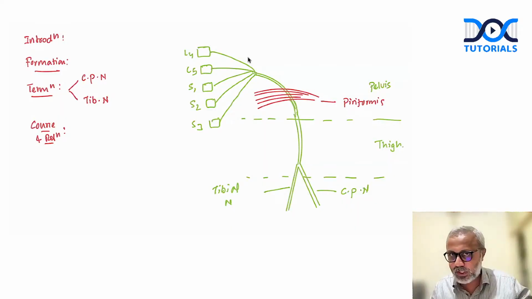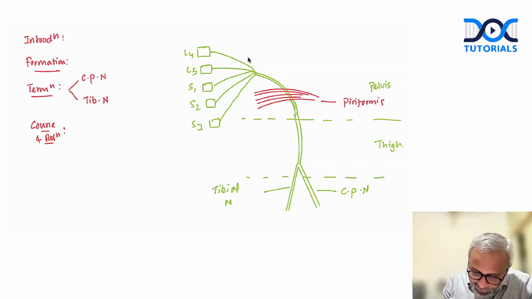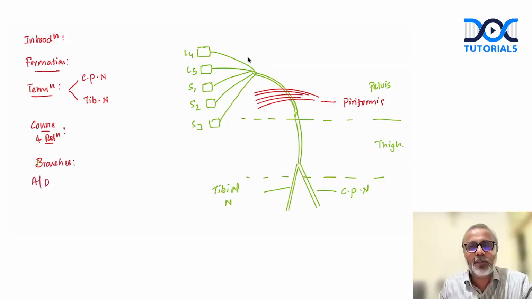Where is it formed? How does it enter gluteal region? How does it enter back of the thigh? Where does it terminate? This is what we need to write in course and relation. The last thing is regarding the branches, right? So we talk about branches and area of distribution.